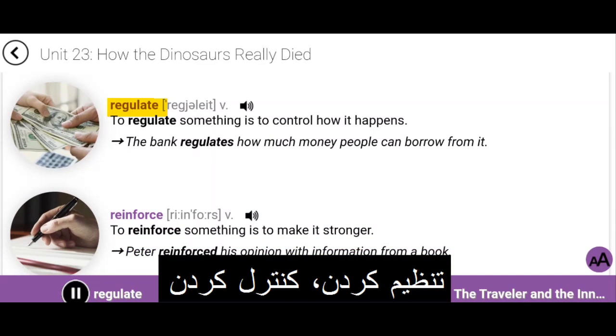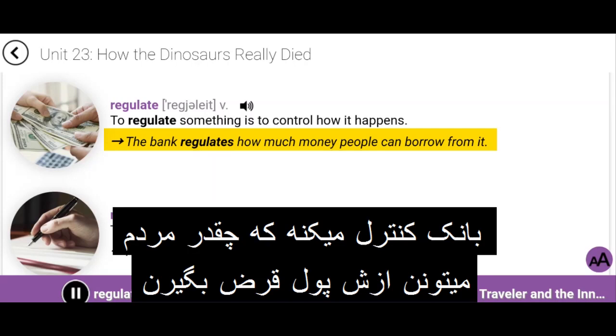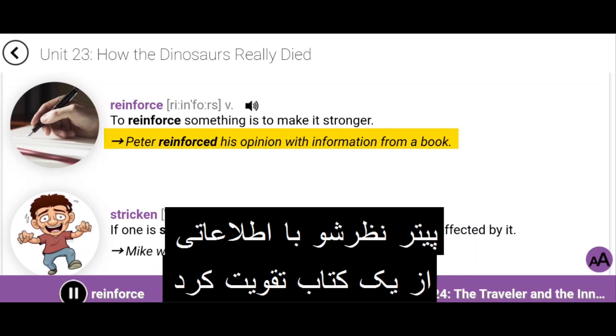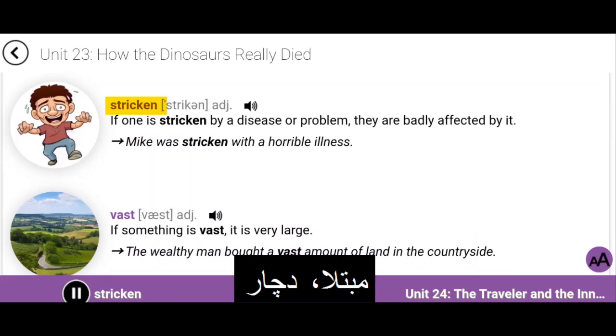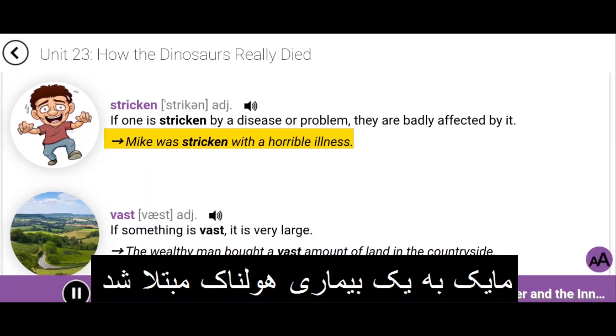Regulate. To regulate something is to control how it happens. The bank regulates how much money people can borrow from it. Reinforce. To reinforce something is to make it stronger. Peter reinforced his opinion with information from a book. Stricken. If one is stricken by a disease or problem, they are badly affected by it. Mike was stricken with a horrible illness.